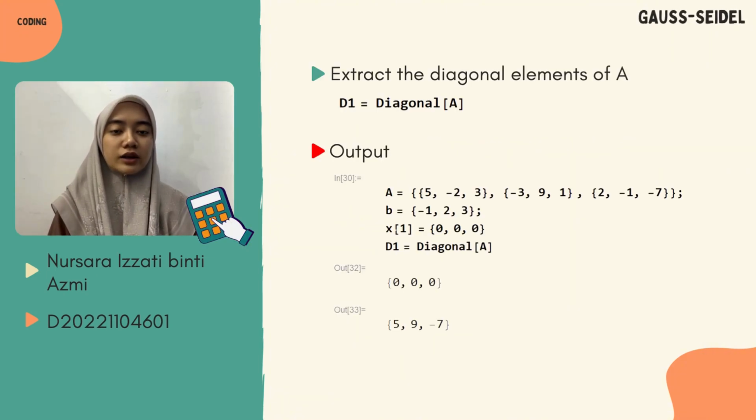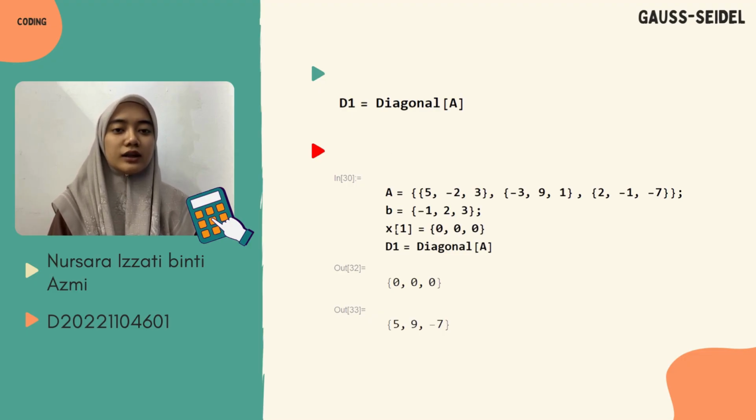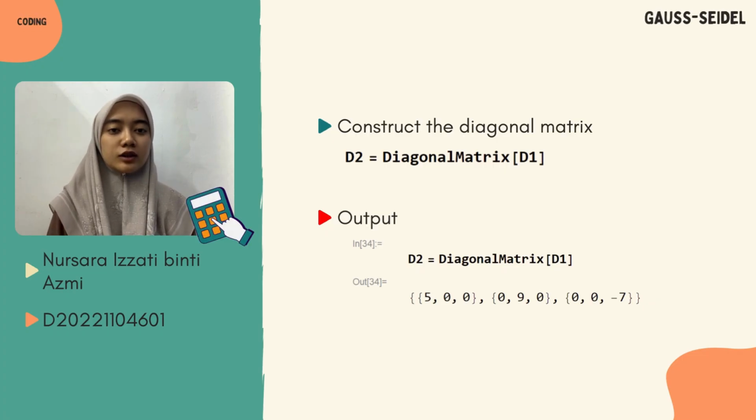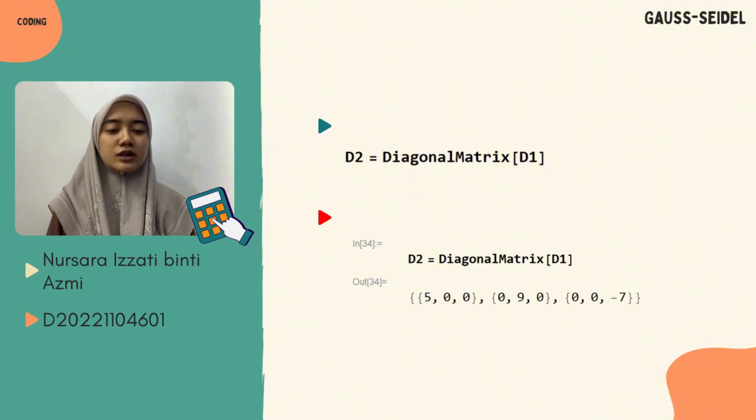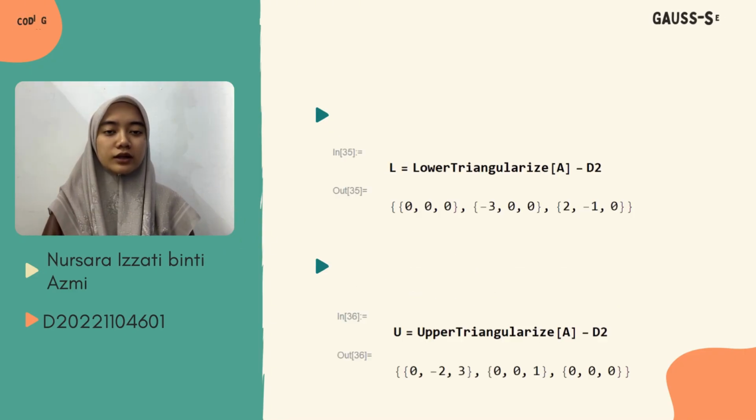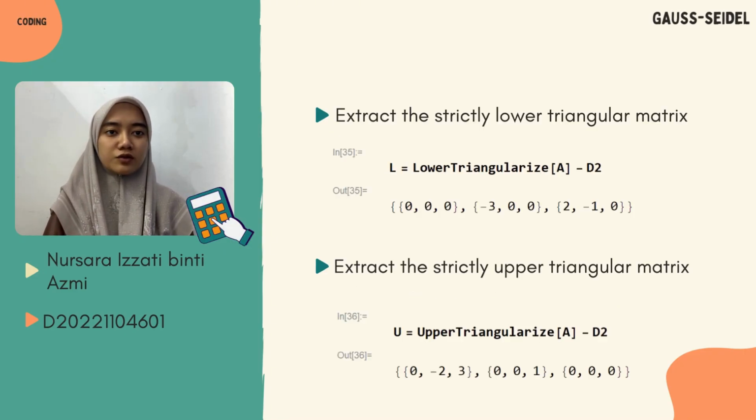This command extracts the diagonal elements of matrix A and stores them as a vector. The Diagonal function extracts the main diagonal elements as a flat list: 5, 9 and -7. Now, we convert the diagonal vector into a diagonal matrix D. The DiagonalMatrix command creates a new matrix where all elements are 0 except for those in D1 on the main diagonal.